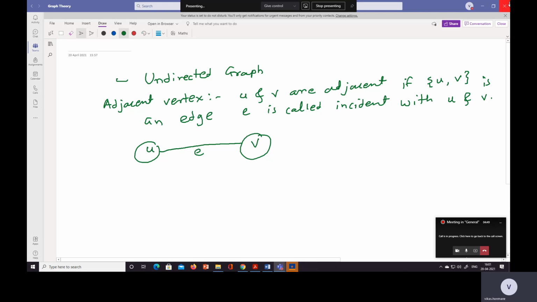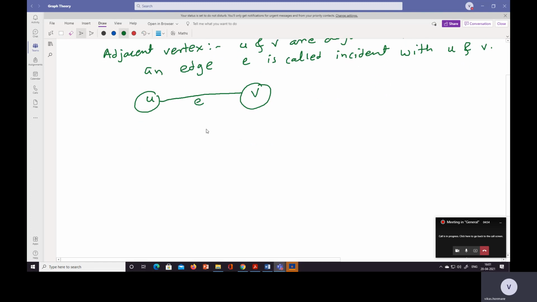Then the second concept is degree of vertex. This is a very important concept as far as the exam is concerned, because many of the questions are based on this degree of vertex concept. For a vertex, we also call it a node. U and V are vertices, and we call them nodes also.